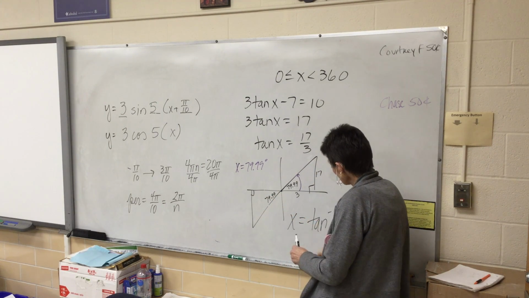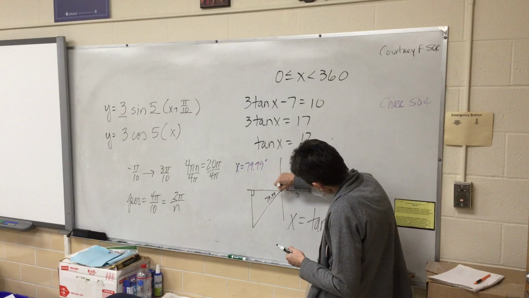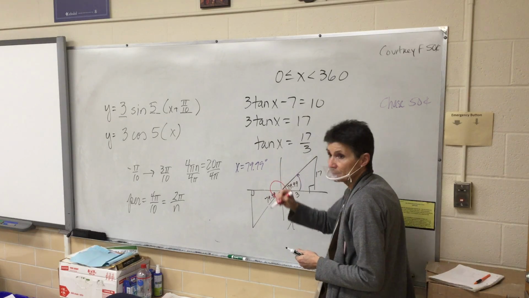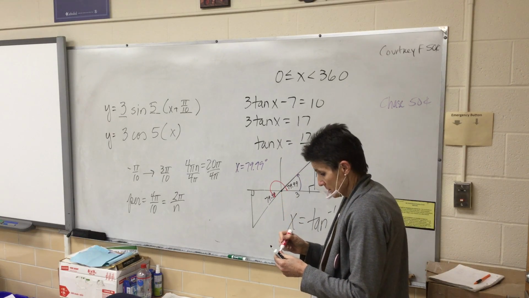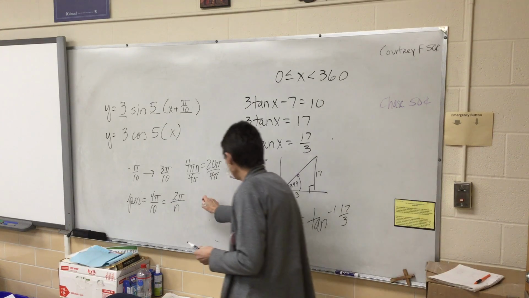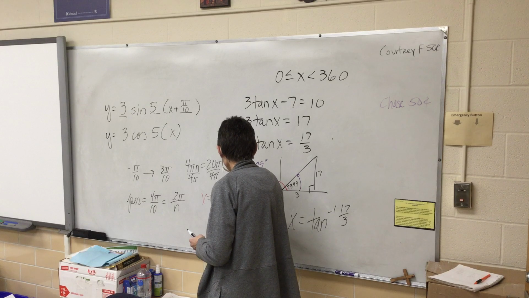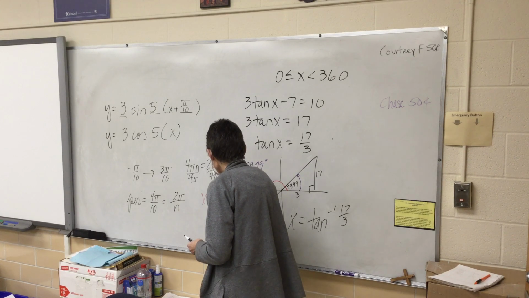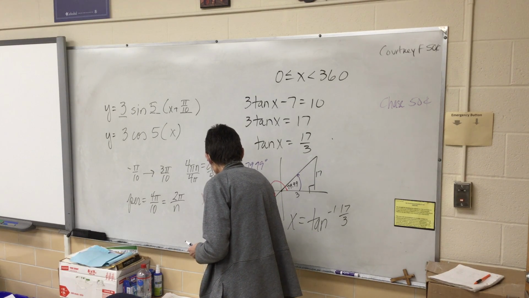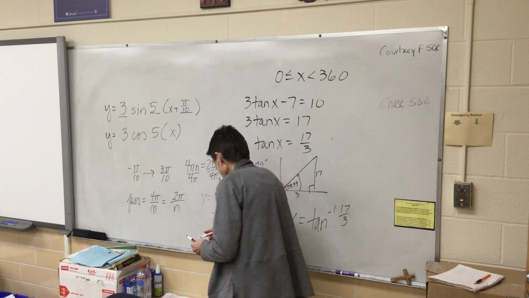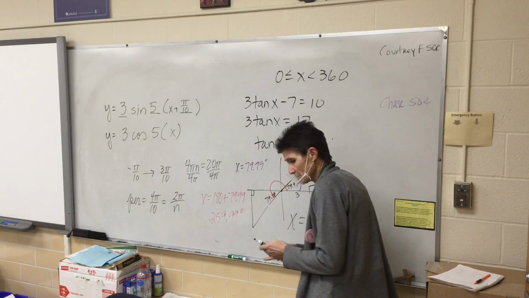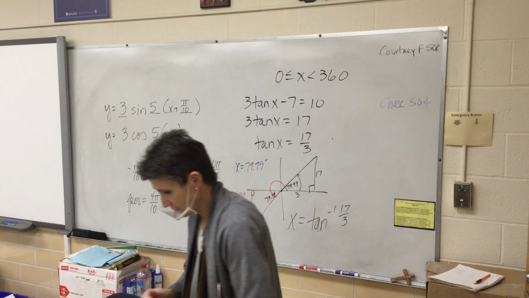The other answer is all the way around to here. So how will I find that one? 180 plus 79.99. So what is that? 259.99 degrees? And there are the 2 answers to the question.